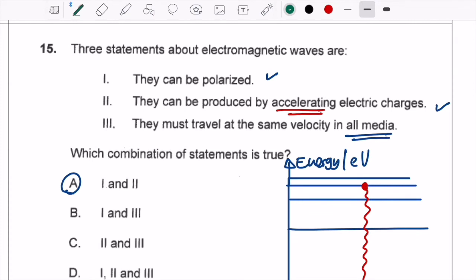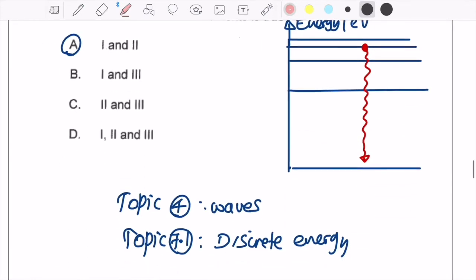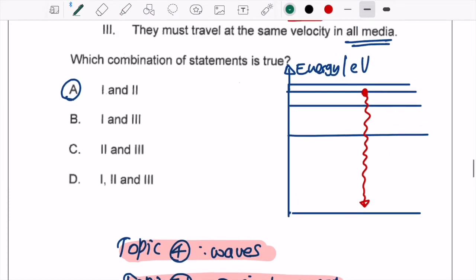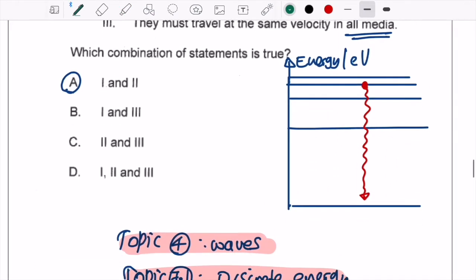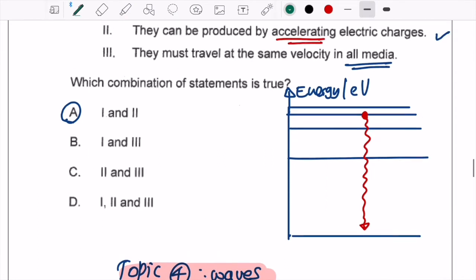Question 15. Three statements about electromagnetic waves. Where did we learn electromagnetic waves? We learn electromagnetic waves in topic number 4, and then there is a bit about energy, how electromagnetic waves are produced. That is in 7.1 discrete energy.